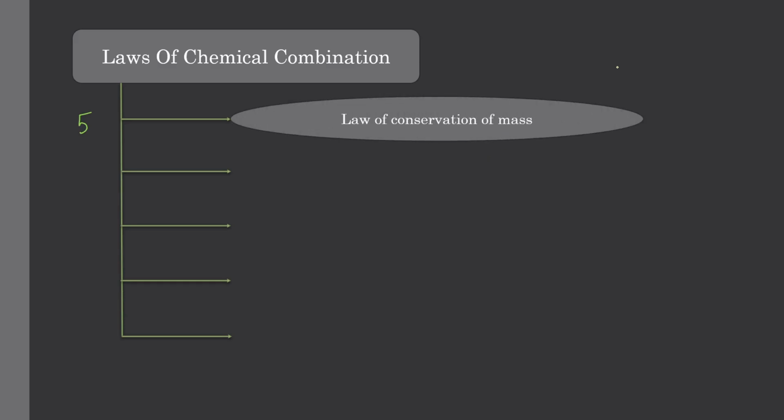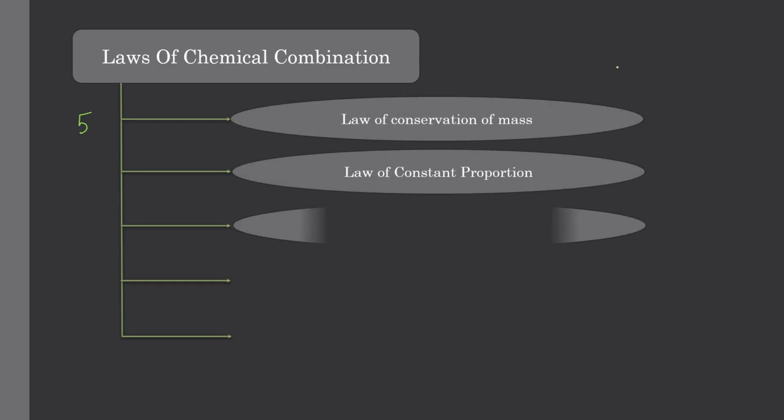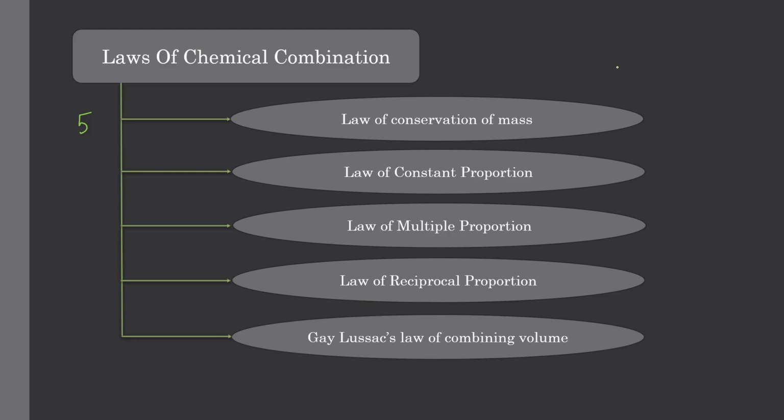First is the Law of Conservation of Mass. Next is Law of Constant Proportion. Third one is the Law of Multiple Proportion. Fourth is Law of Reciprocal Proportion. And finally, Gay-Lussac Law of Combining Volume. In your syllabus, you have to cover all the 5. In today's lecture, we are going to cover the first and second one.